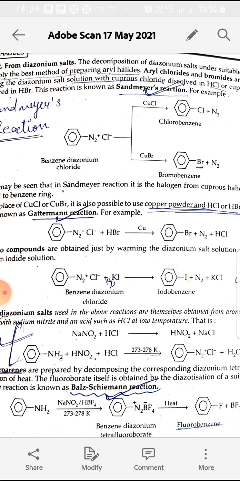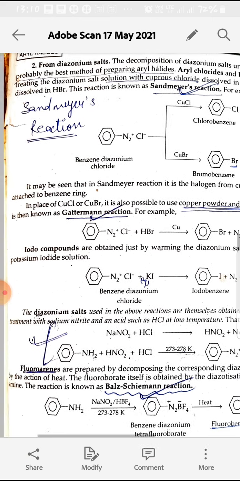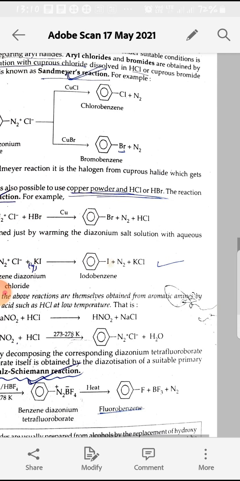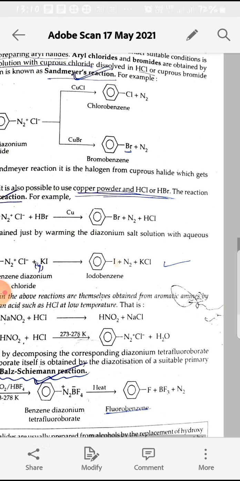Then there will be removal of N2 and formation of chlorobenzene. So it is the halogen, that is chlorine, that will be obtained from copper powder, copper chloride, cuprous chloride. And if we have to obtain bromobenzene, then we will add copper bromide, cuprous bromide in HBr. Then we obtain bromobenzene plus N2. So the halogen that is attached to the benzene comes from cuprous halide.